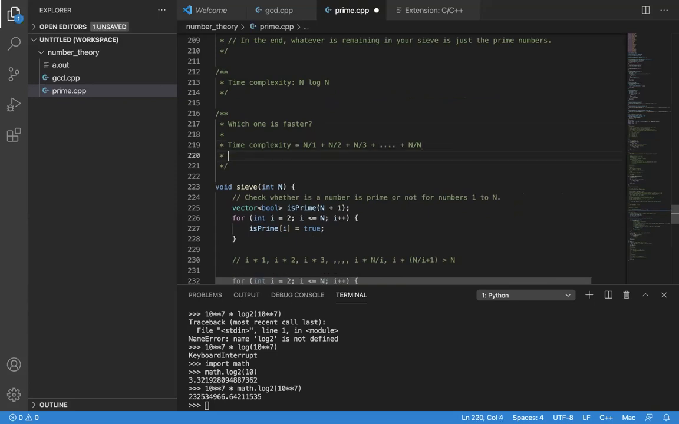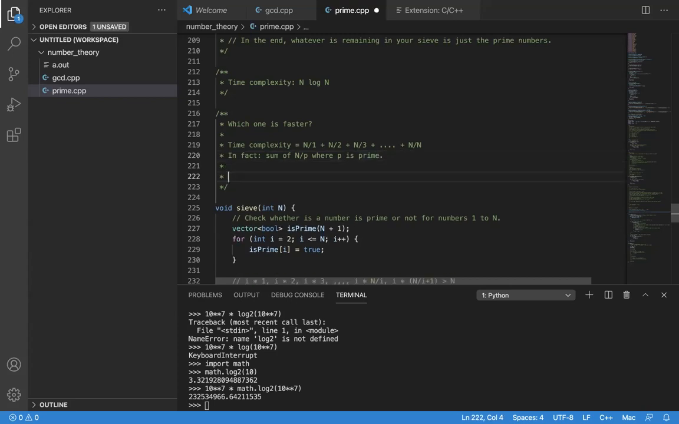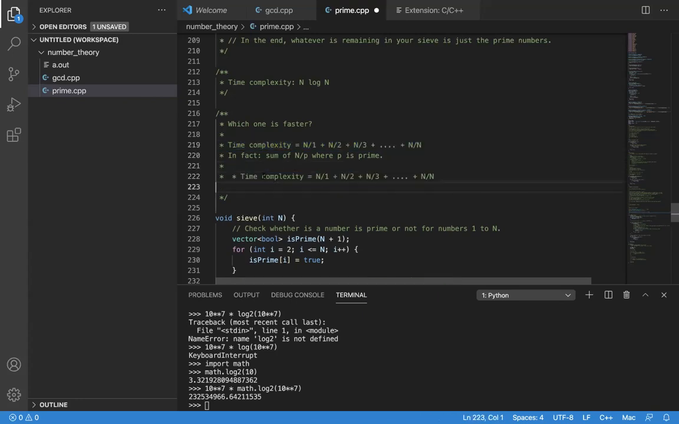In fact, this will be n by p, where p is prime. This will be n by 2 plus n by 3 plus n by 5 plus n by 7 and so on and so forth. So in fact, this will be the sum of n by p, where p is prime. But we can even omit saying that p is prime. We can take all the numbers and try finding a bound, because that bound will be larger than this sum of n by p when p is prime, because we are considering extra numbers only.